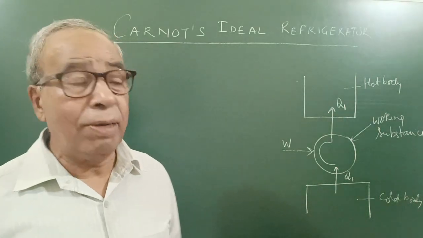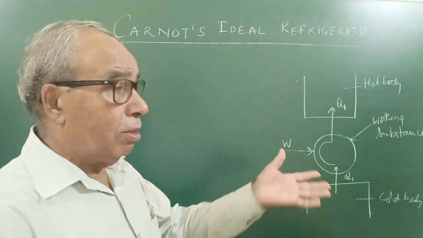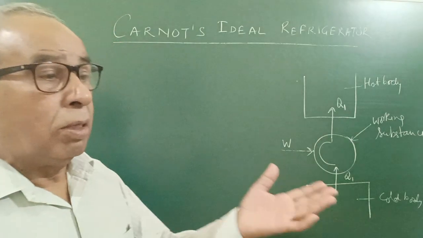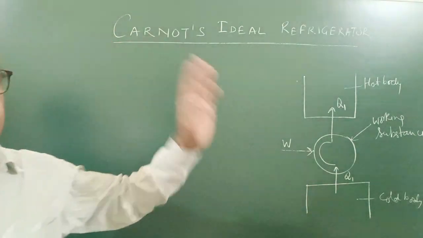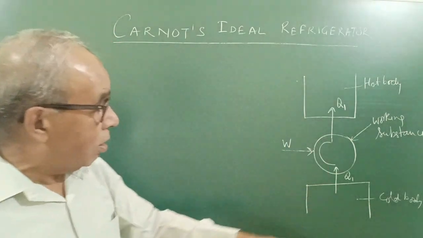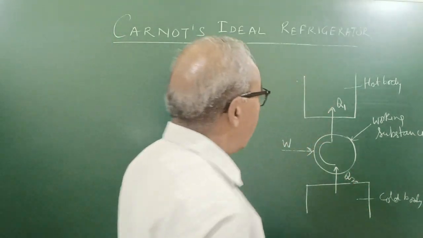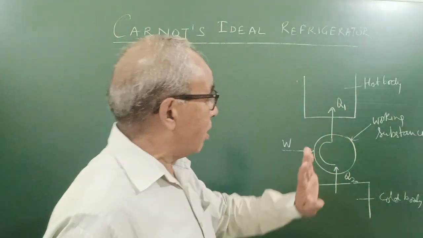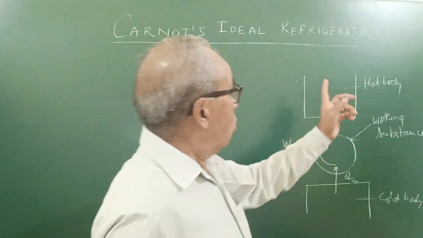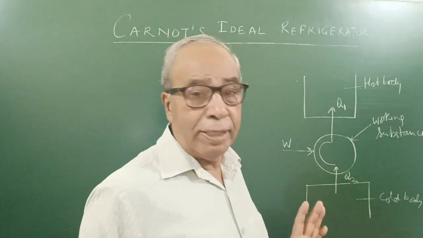Why am I calling it ideal? Actually, every machine has different parts, and some loss of energy takes place. I am not talking of those losses of energy. Sorry, here it is heat Q2. So I told you it has three main parts: the hot body, the working substance, and the cold body.